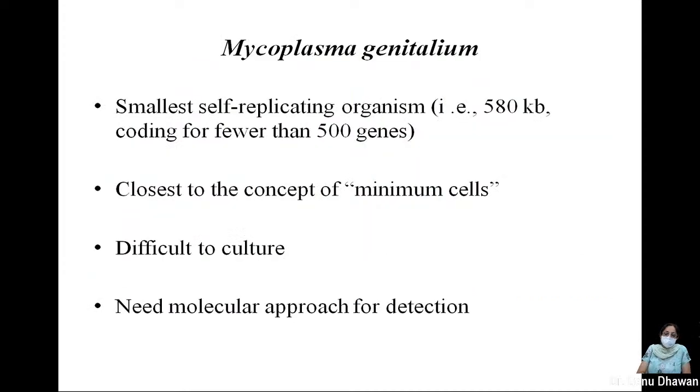Now coming to the third and important genital mycoplasma, Mycoplasma genitalium, which in recent years has gained a lot of importance. Amongst the mycoplasmas, it is the smallest self-replicating organism, just 580 kb, coding for fewer than 500 genes, closest to the concept of a minimum cell.